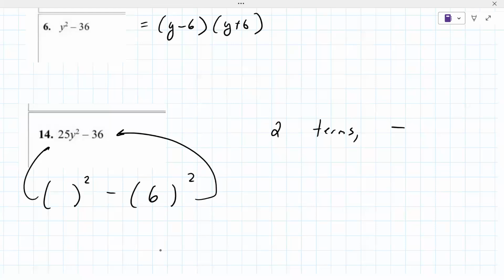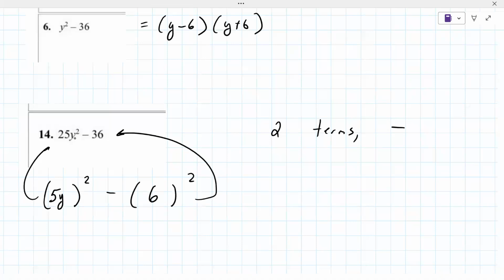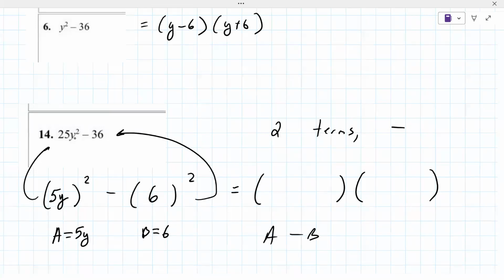36 is 6. To get to 25, you need a 5. To get the y squared, you need a y. So your A is 5y, your B is 6. Once you identify those, you know what goes in parentheses here. What would go in parentheses? What's the A minus B, A plus B here? 5y minus 6, 5y plus 6.